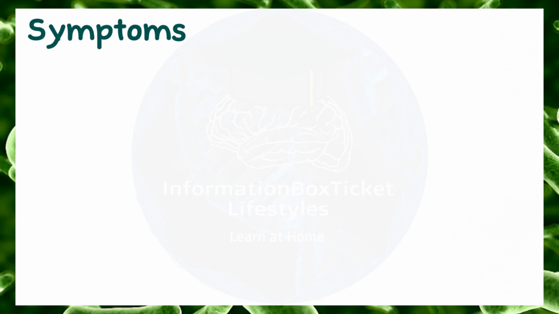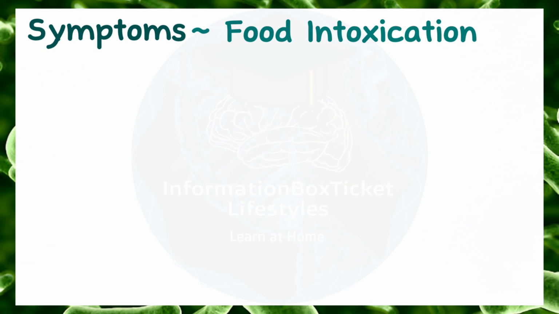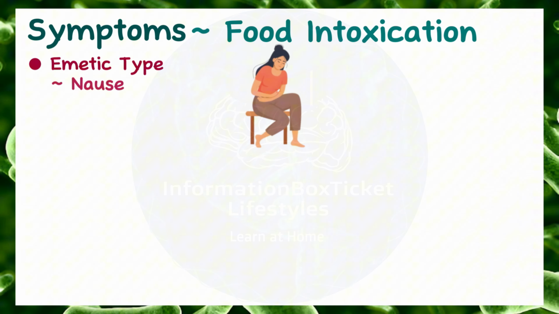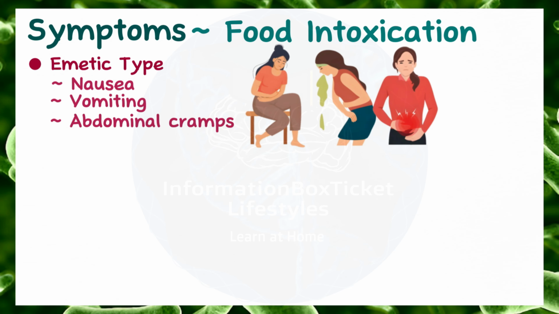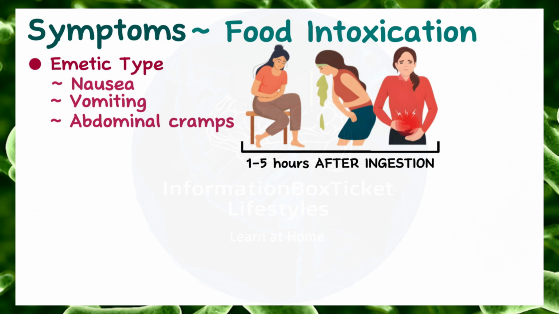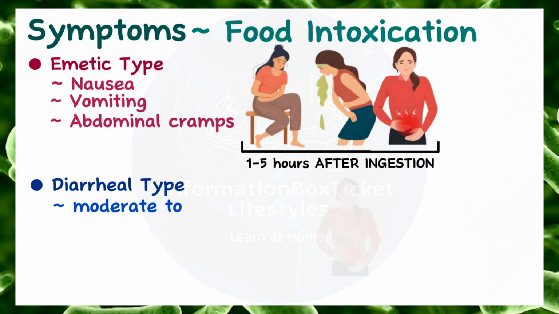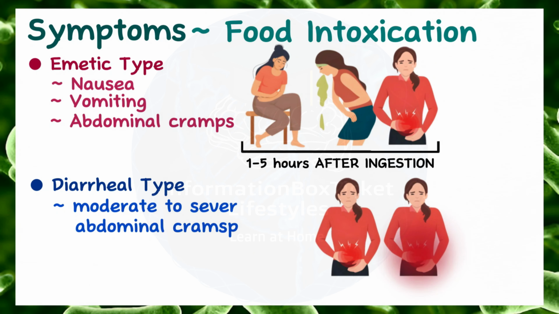Symptoms of B. cereus food intoxication vary depending on the type of infection. In the emetic type, nausea, vomiting, and abdominal cramps occur, typically beginning 1 to 5 hours after consuming cereulide-contaminated food. In the diarrheal type, moderate to severe abdominal cramps are common, and symptoms usually start within 6 to 18 hours after ingesting the endospores.